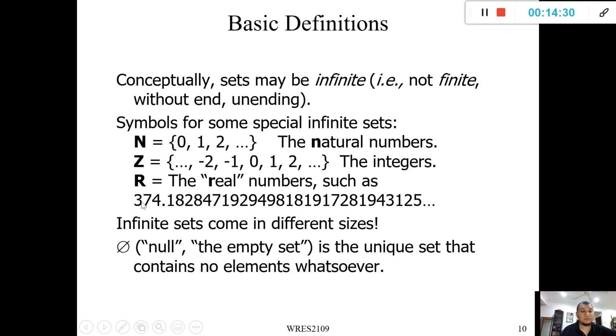Real numbers, if we try to divide them, there will be no end. There's like pi and something else. So infinite sets come in different sizes. So this is just a notation of zero or null, the empty set. It's a unique set that contains no element whatsoever.